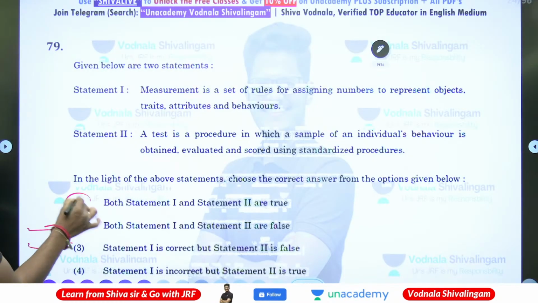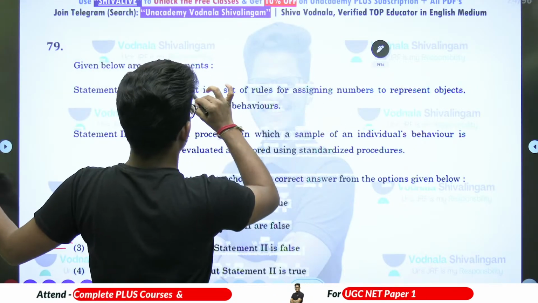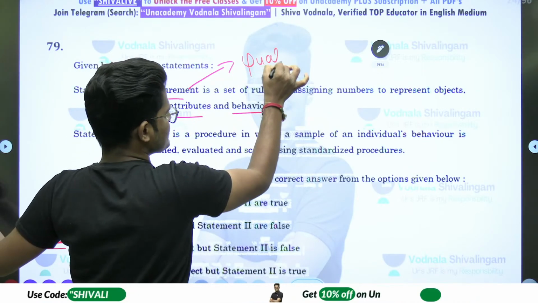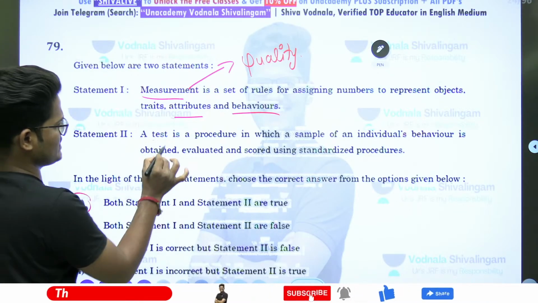Option 1 is the correct answer. Statement 1 is correct and 2 is wrong. Measurement is about a quality, that is behavior and attribute. Always, measurement means measuring of a quality. Test is a procedure.